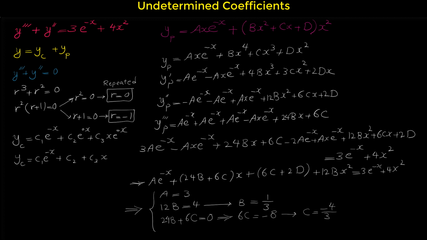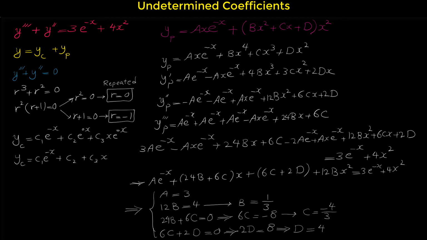And finally, if you look at the right side, you don't have any constant term on the right side. But on the left side we have this, so this should be equal to 0. So 6c plus 2d equals 0. But c is -4/3, which if we plug in here, 6 times -4/3. If we cancel 3 with 6, 2 times -4 is -8. So from here, 2d equals 8. We move -8 to the other side, we have 8. And from here, d is 4.